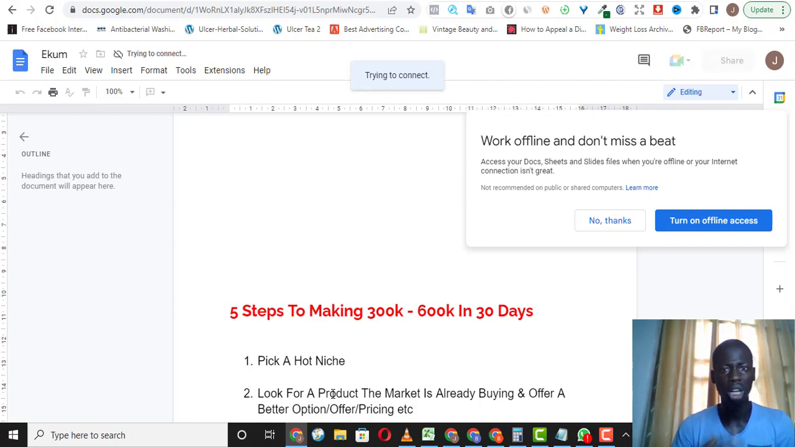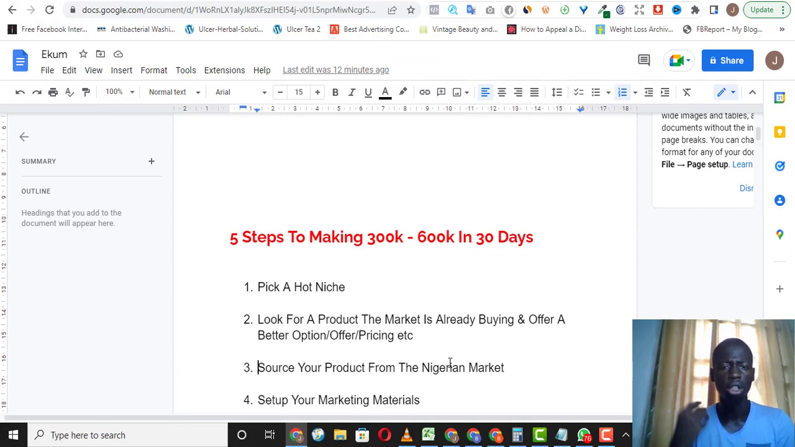Whichever way you go, you are definitely going to get people interested in your product and sell to them. Okay, so the number three step is sourcing your products from the Nigerian market.